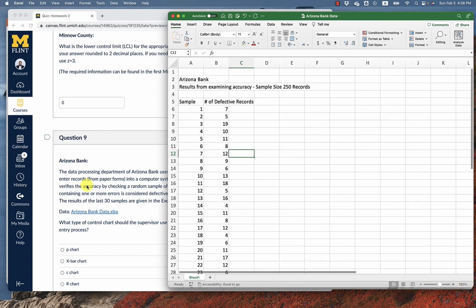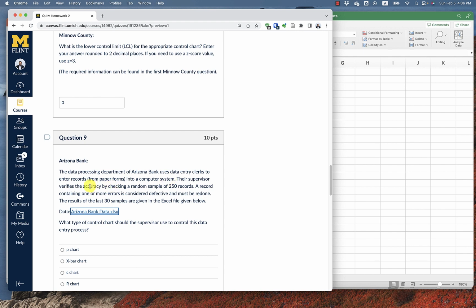And let's look at our data. So what are we doing? We are verifying accuracy by checking a random sample of 250 records. A record containing 1 or more errors is considered defective. So whether you have 1 mistake or 10 mistakes or 5 mistakes, that's defective. So it's yes or no, defective or not defective.